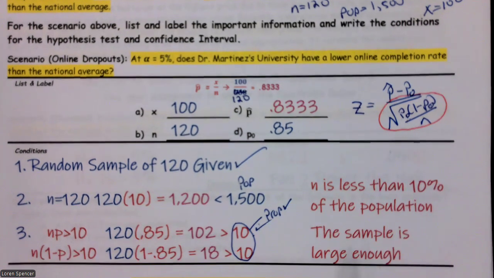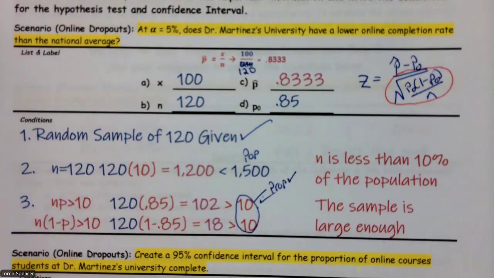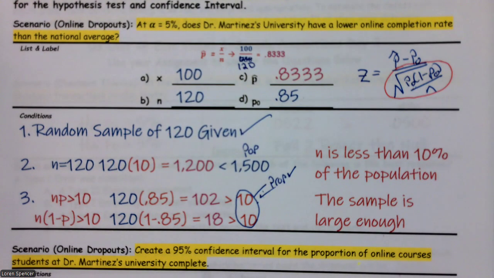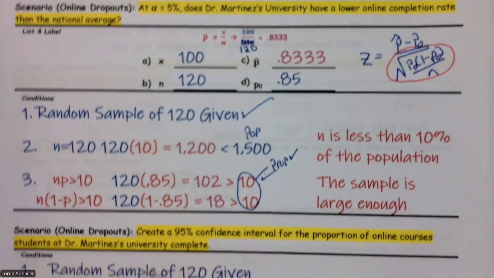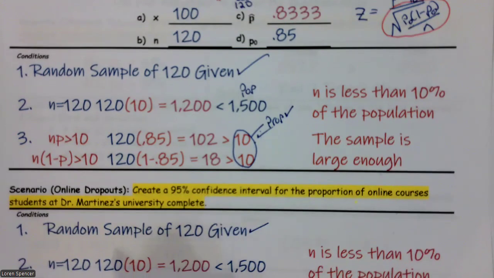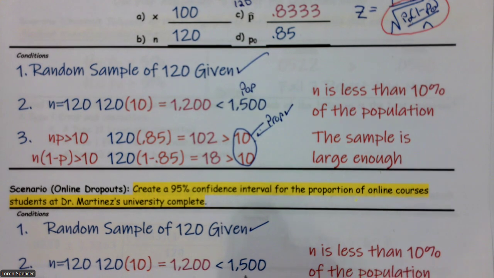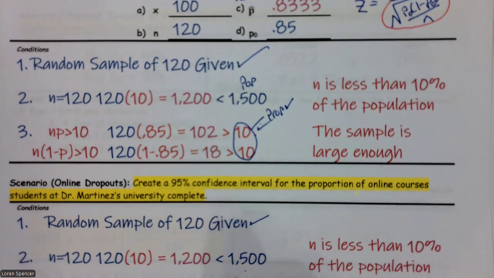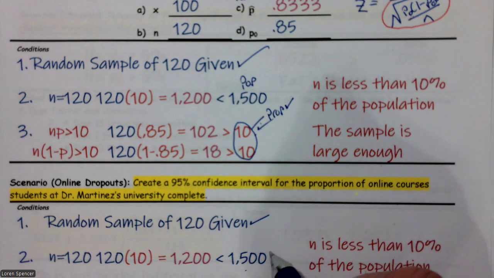All right. That was the conditions for the hypothesis test. We're going to need to do the conditions for the confidence interval, and we'll notice a little bit of a difference. So create a 95% confidence interval for the proportion of online course students at Dr. Martinez's university who complete. Well, random sample of 120 given. Hey, that's exactly what we had before. That didn't change. That's good. We had a sample size of 120. We always multiply by 10. We get 1,200. That's less than our population size of 1,500. So N is less than 10% of the population.